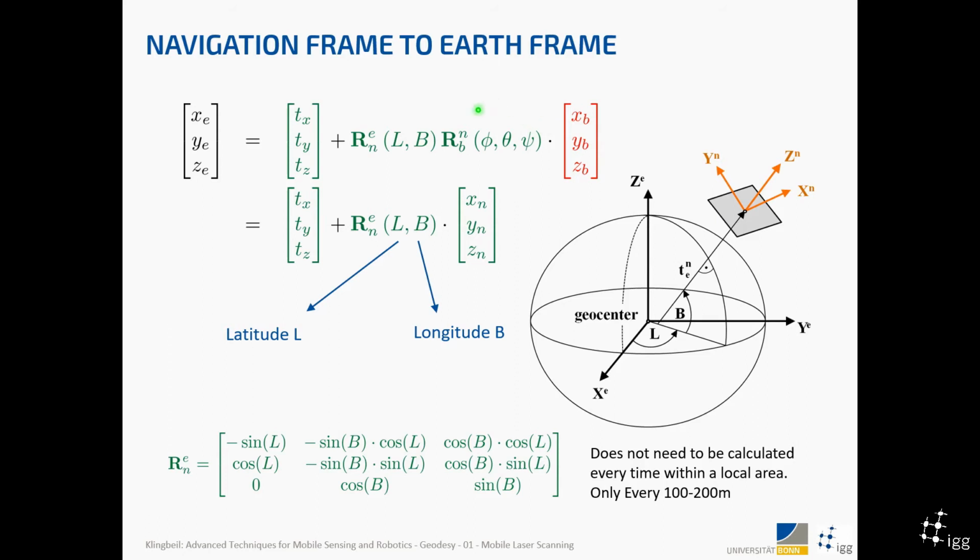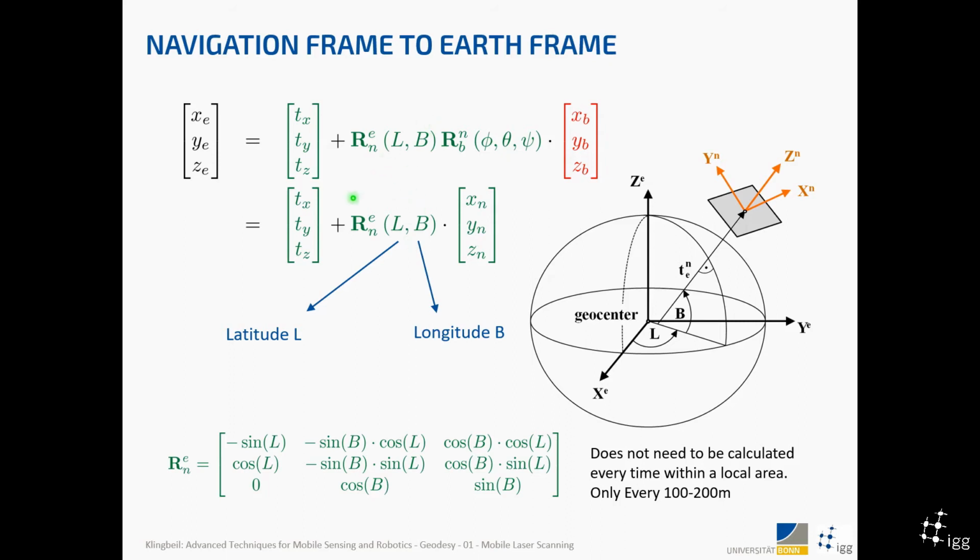This is what we had, and we now know the rotation between the body and the navigation frame, and now we have the object coordinate in the navigation frame. Yeah, so this navigation frame is leveled perpendicular to the ellipsoid of the Earth, and X is pointing east, Z is pointing up, and Y is pointing north. This is what we do here.